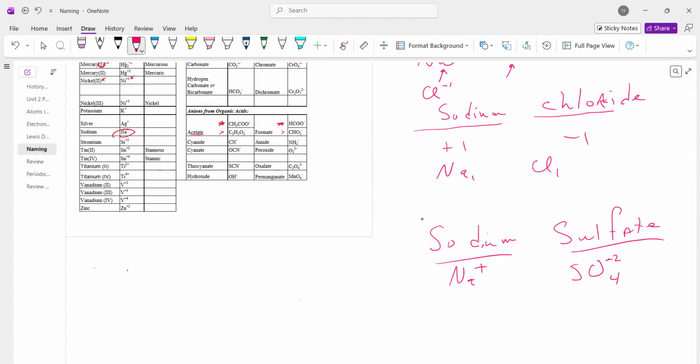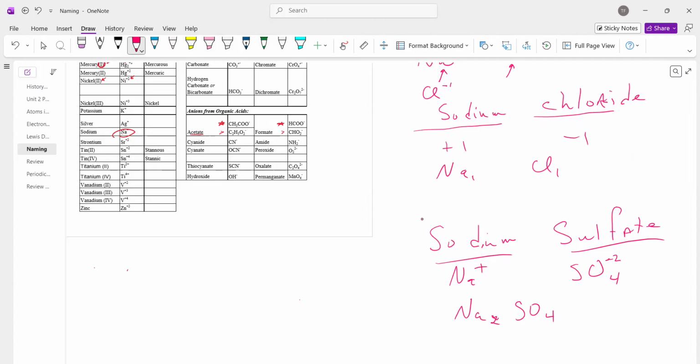So what's the net charge as written? -1. It's not zero. So we have to change that. What are we going to change to make it net zero? Two what? Two positive ones or two sodiums. Okay. So our formula is going to be Na2SO4.